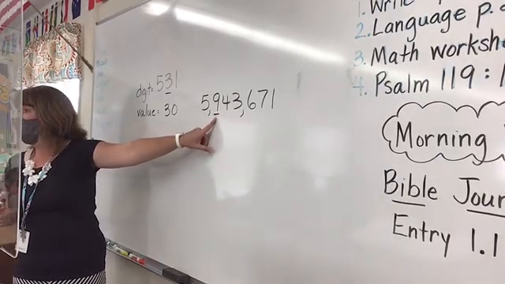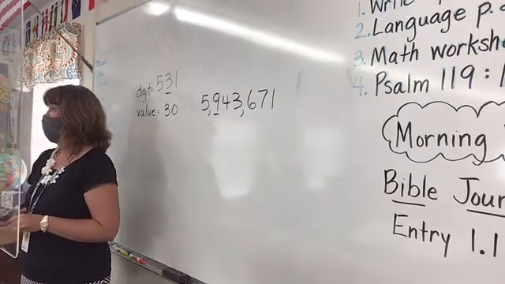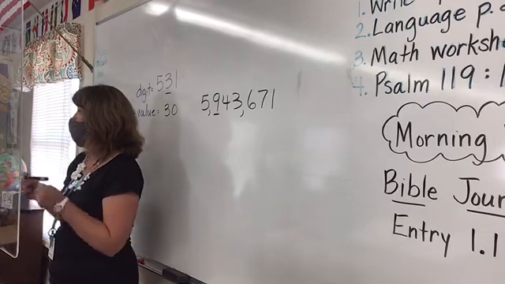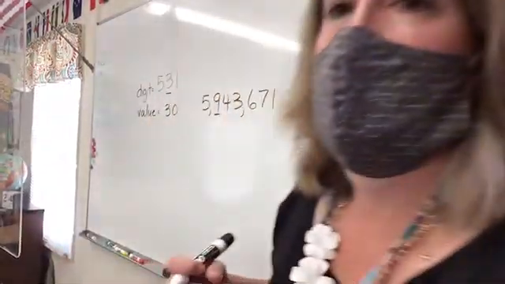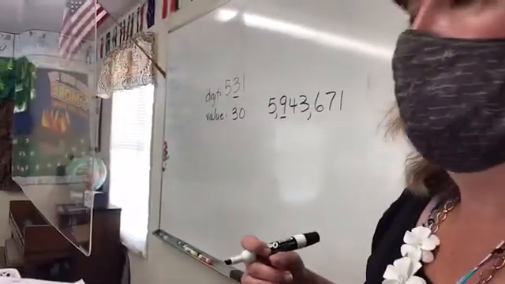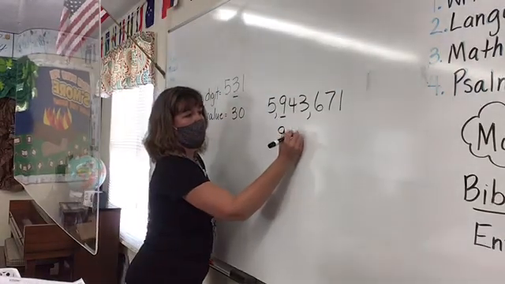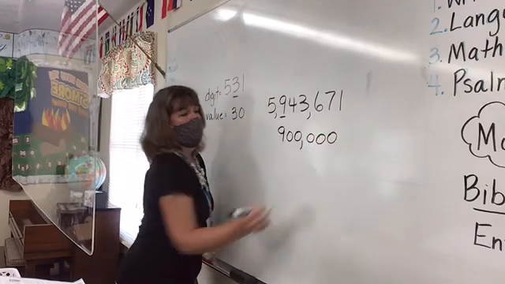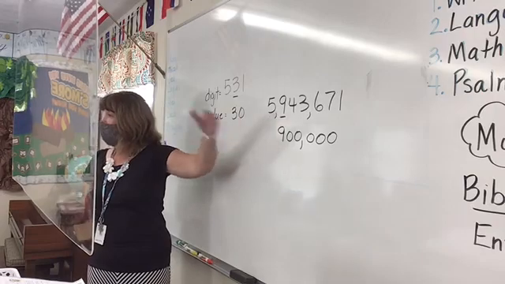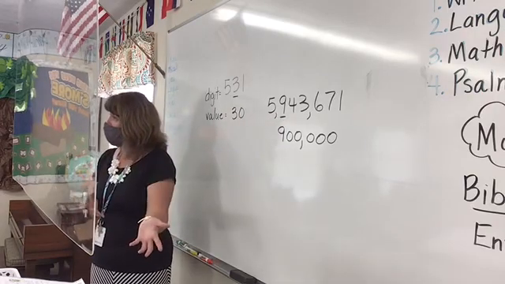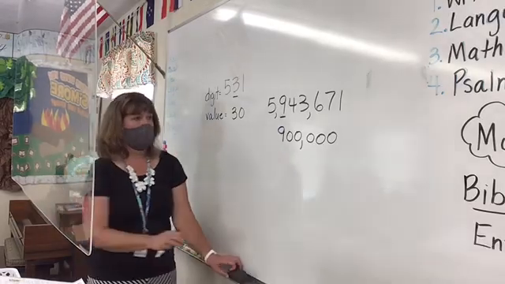9 is the digit that's in the 100,000s place. What is the value of the 9? If I say, what's the value? Like, how much is it worth? What would you say? Lucy? Right, 900,000. Because the 9 is in the 100,000s place. If I have 900,000s, then that's 900,000.